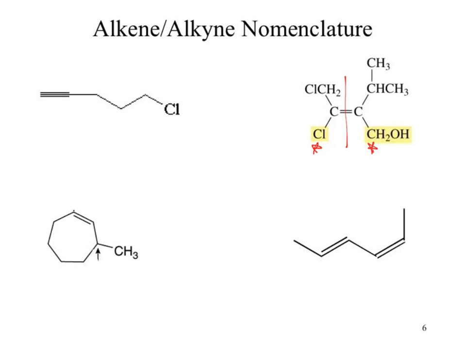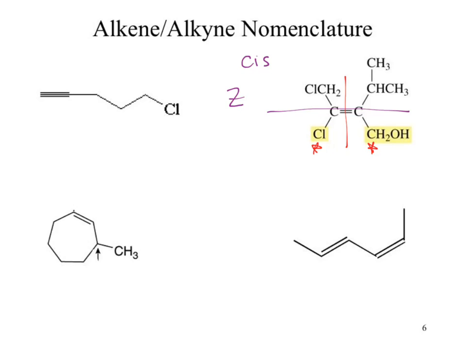We cut now parallel to the double bond. Where are our stars? On the same side, which makes them cis, which makes them Z, for being on the same side. Okay?